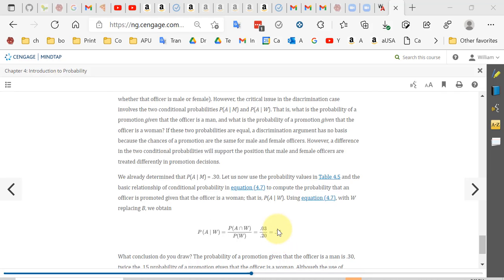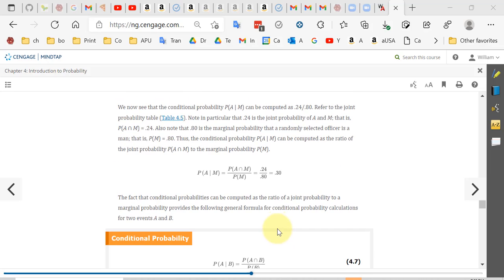And what was it for the men? 30%. This was men: given that you're a male, what's the probability of being promoted? So I think that does answer the question about whether there's discrimination happening. Now, it doesn't mean that there's unjustified discrimination, but there is a difference between the way men get promoted and women. There could be a legitimate reason for that, or there may not be, but it's definitely happening. From the data, we can see that it's happening.